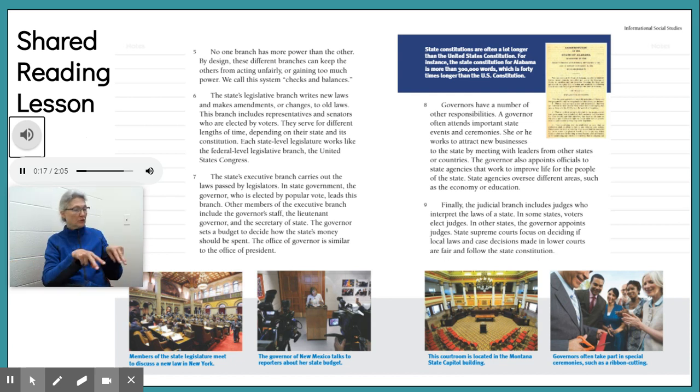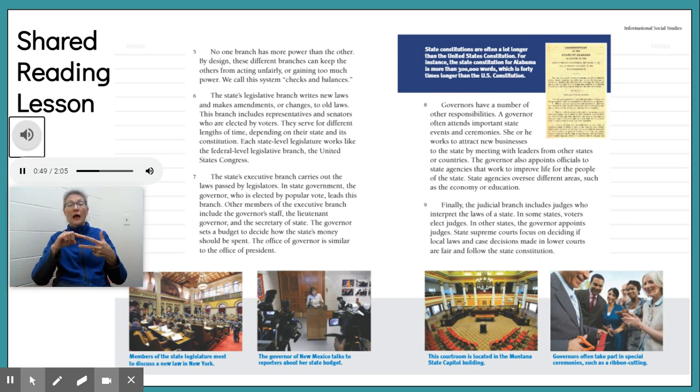The state's legislative branch writes new laws and makes amendments or changes to old laws. This branch includes representatives and senators who are elected by voters. These serve for different lengths of time, depending on their state and its constitution. Each state-level legislator works like the federal-level legislative branch, the United States Congress. The state's executive branch carries out the laws passed by legislators.